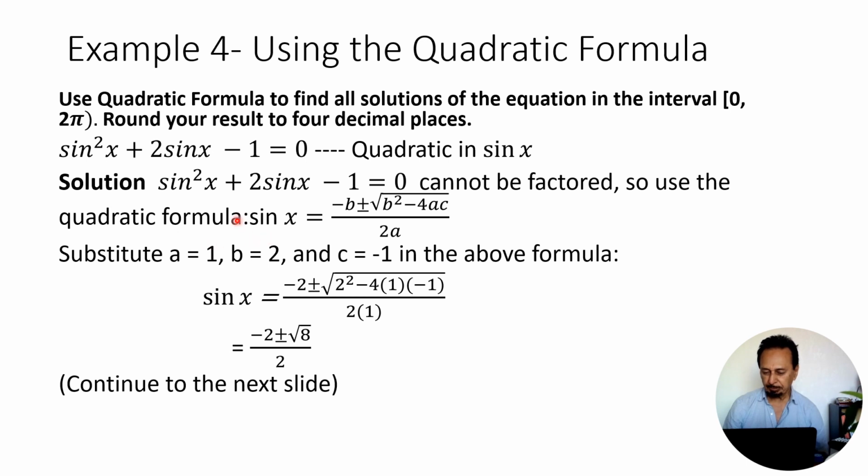So the quadratic formula: sine x equals negative b plus or minus the square root of b squared minus 4ac, over 2a. Here a is 1, b is 2, and c is negative 1. So substitute these numbers in the quadratic formula. We have sine x equal to negative 2 plus or minus the square root of 2 squared minus 4 times 1 times negative 1. 2 squared is 4, plus 4 should be 8. So we have negative 2 plus or minus the square root of 8, over 2.